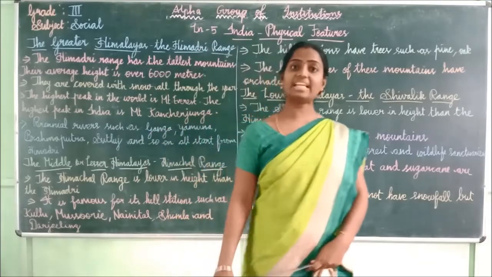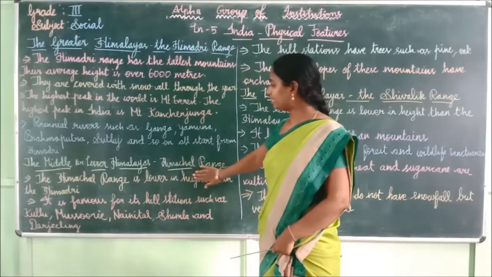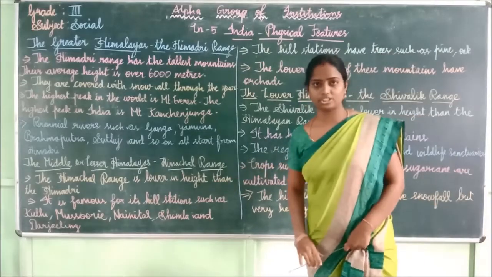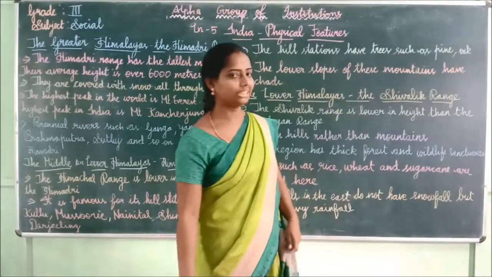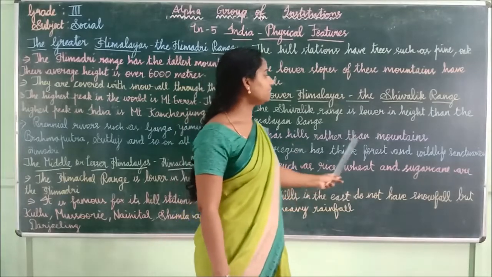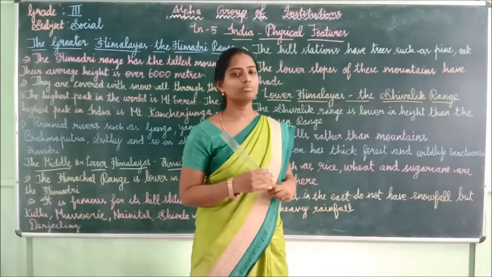It is lower in height than the Himachal. It is lower than Himadri, and Shivalik is lower than Himachal. So it is the lowest region. It has hills rather than mountains. It is mostly covered with hills rather than mountains.